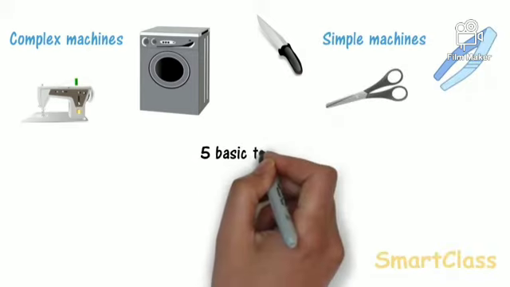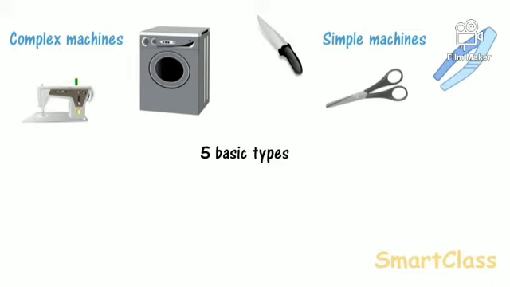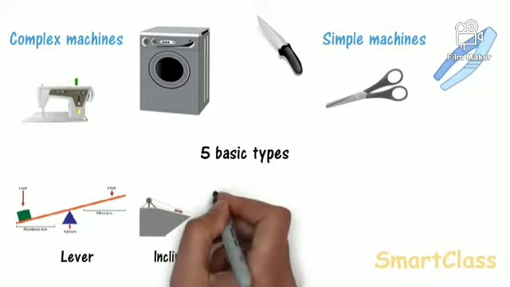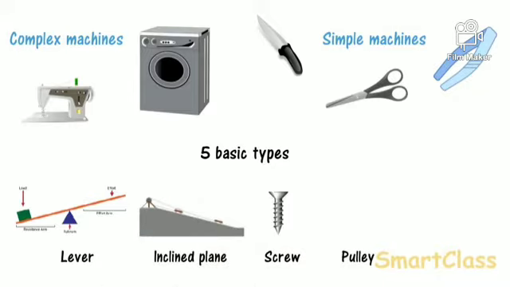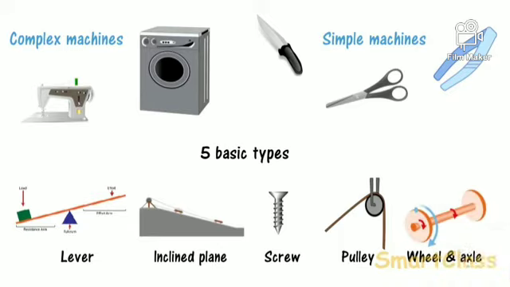There are 5 basic types of simple machines and complex machines are made up of these 5 simple machines. These are lever, inclined plane, screw, pulley and wheel and axle. Let us see all of them one by one.